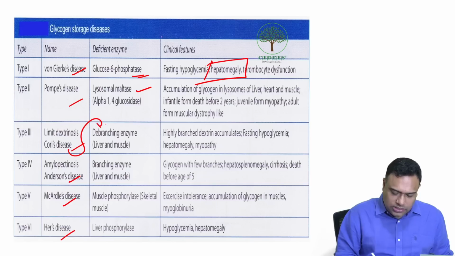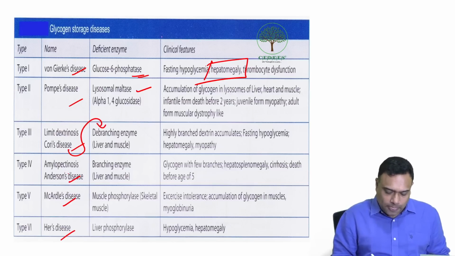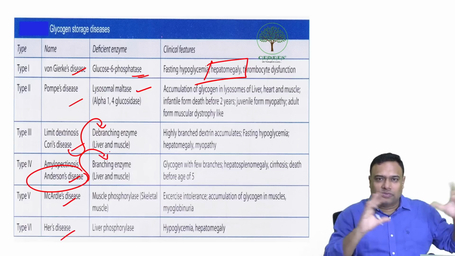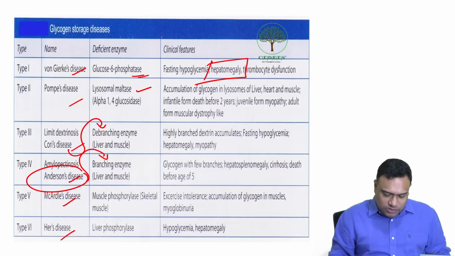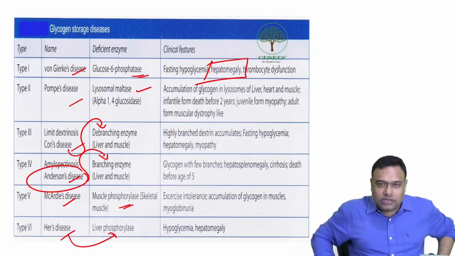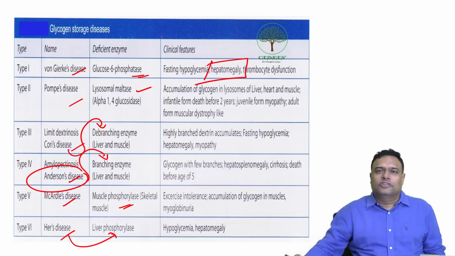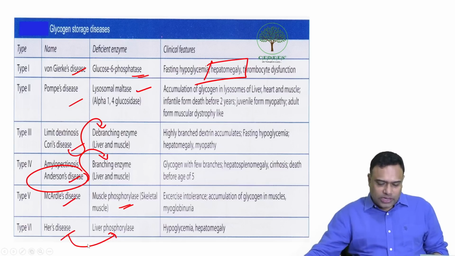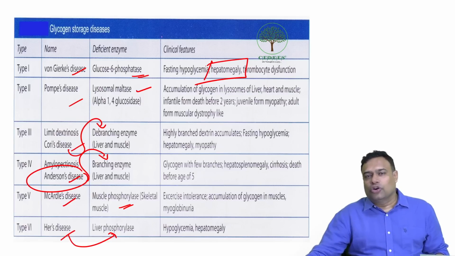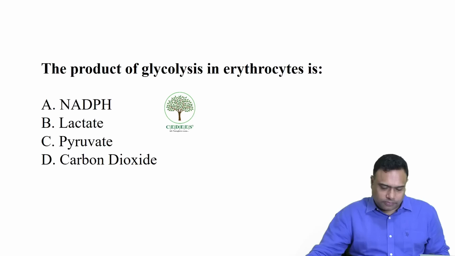Cori's disease is because of a debranching enzyme. Andersen's disease is because of the branching enzyme. Now you understand what branching and debranching enzymes are. McArdle's disease is due to muscle phosphorylase, and Hers disease is due to liver phosphorylase. Deficiency of these enzymes results in the glycogen storage disorders. Of course, the most important glycogen storage disorder is von Gierke's disease.